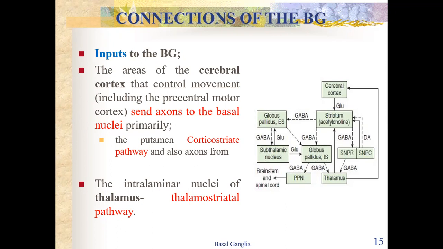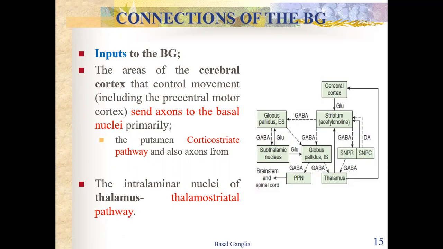ganglia. So the inputs to the basal ganglia, we start with the cerebral cortex. The cerebral cortex has connections with the striatum of the basal ganglia. The areas of the cerebral cortex that control movement, including the precentral motor cortex, the supplementary motor cortex, and the premotor cortex, send axons to the basal nuclei, primarily the putamen. Remember, when we're talking about the components of the basal ganglia, the caudate nucleus and the putamen make up the striatum, the corpus striatum of the basal ganglia.